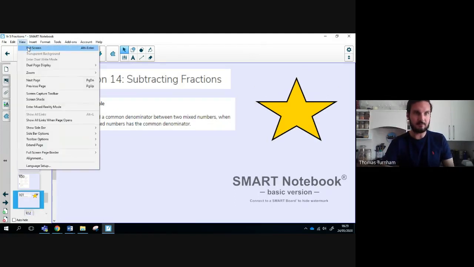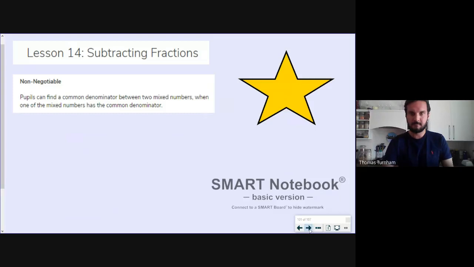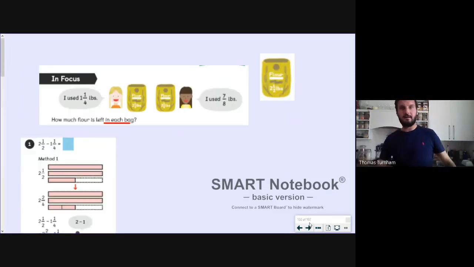Where's it gone? Let's go to full screen. There we go. Right.